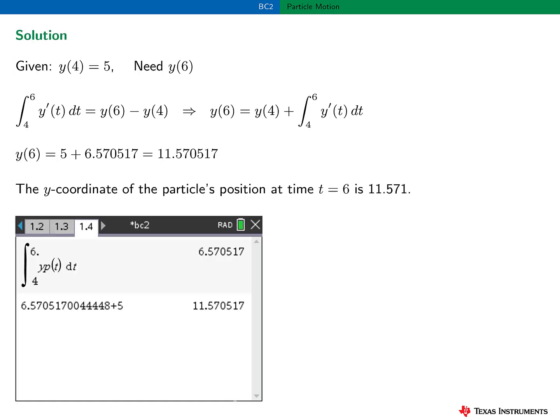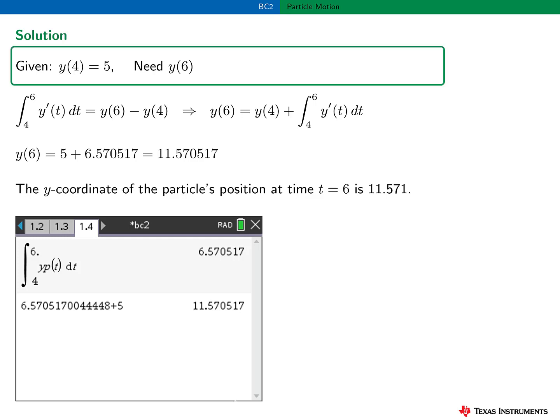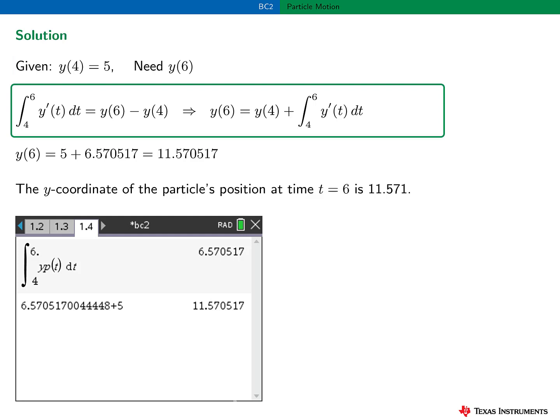Here is a little bit more detailed solution and how I used technology to find the answer. We are given the y-coordinate of the particle's position at time t equals 4, and we need to find the y-coordinate at time t equals 6. Now, I see this as a problem that involves the fundamental theorem of calculus. And here's the basic expression involving the given information. The definite integral from 4 to 6 of y prime of t dt is equal to y of 6 minus y of 4.